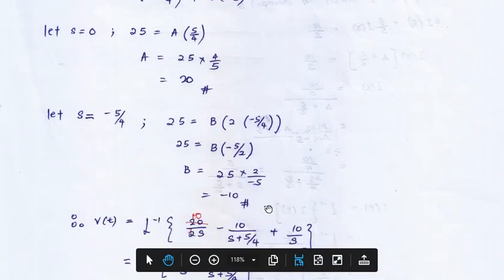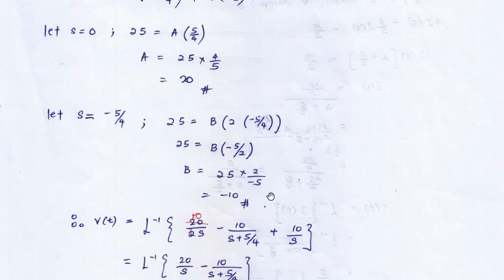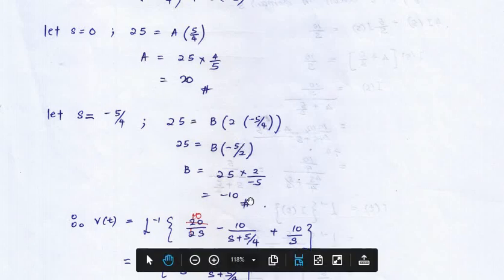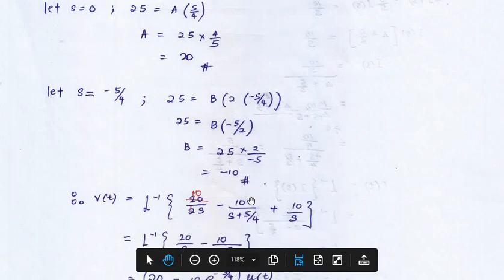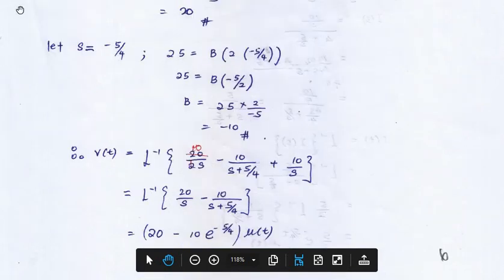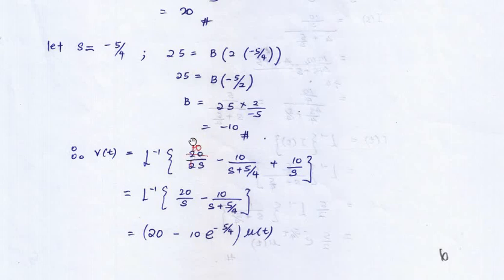This is quite common to you, right? I assume that all of you know how to use partial fraction expansion. So you get A is 20, B is negative 10. Once you substitute the values of A and B, you get this, and substitute into V(t).